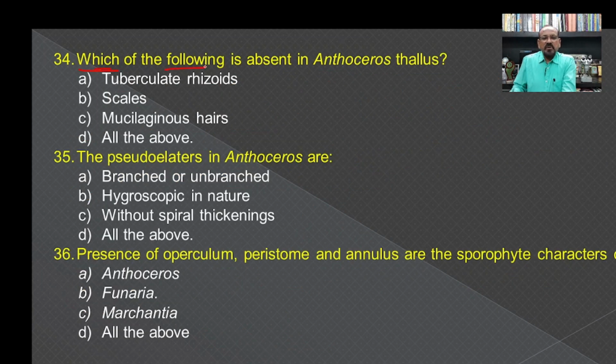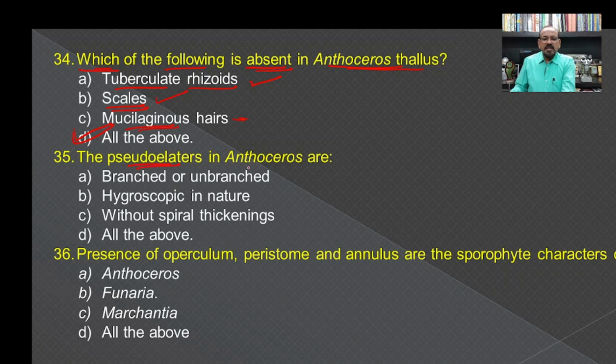Then which of the following is absent in Anthoceros thallus? Number 1, that is the tuberculate rhizoids are absent in the Anthoceros thallus, correct one. Then scales are not found, means absent. Then mucilaginous hairs are also absent, and hence all the above become the answer for this question.